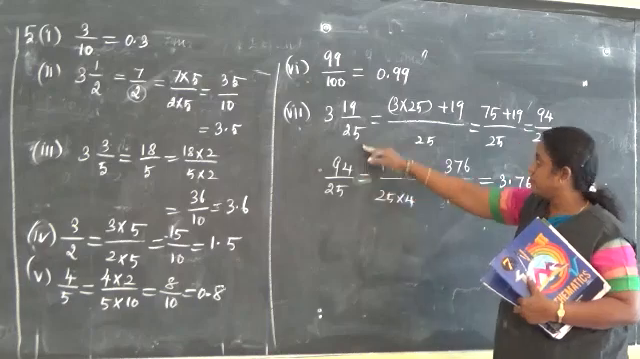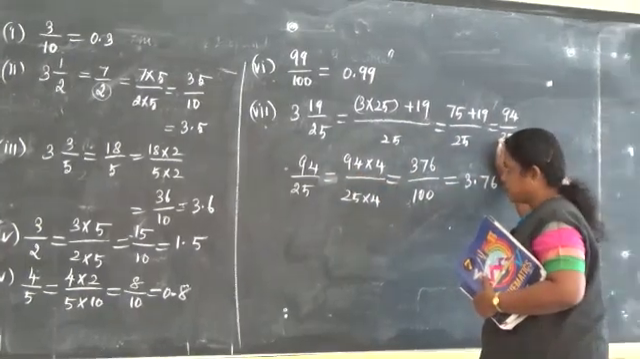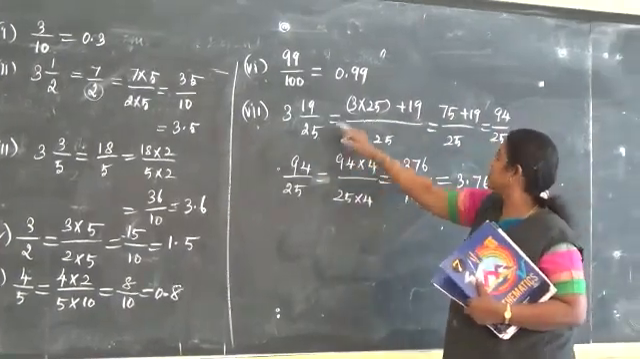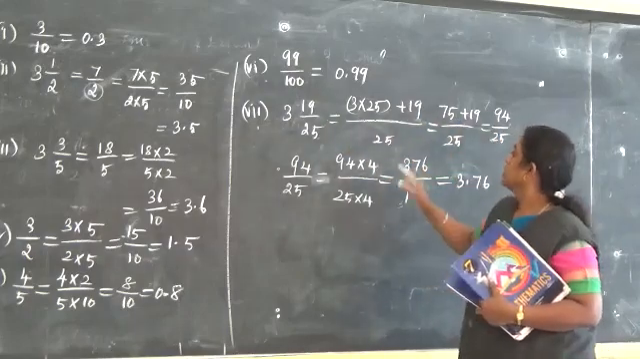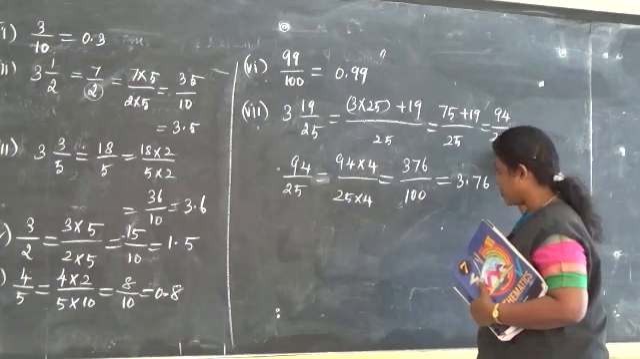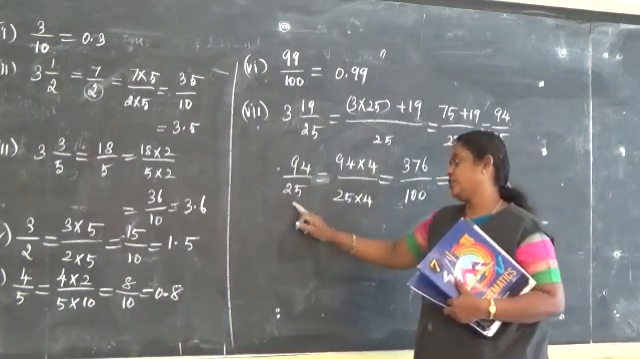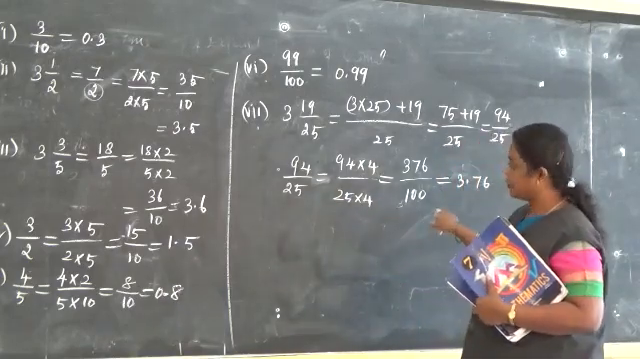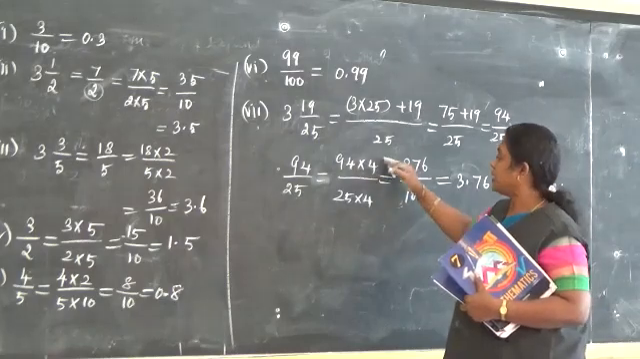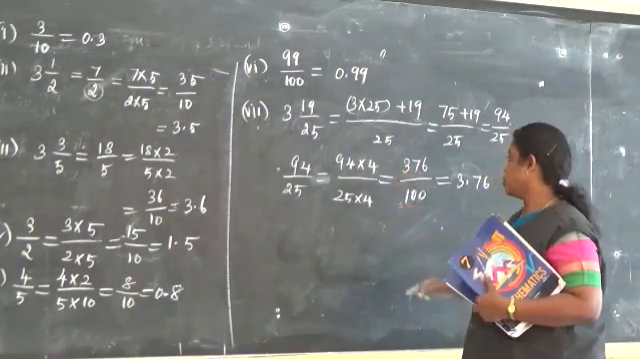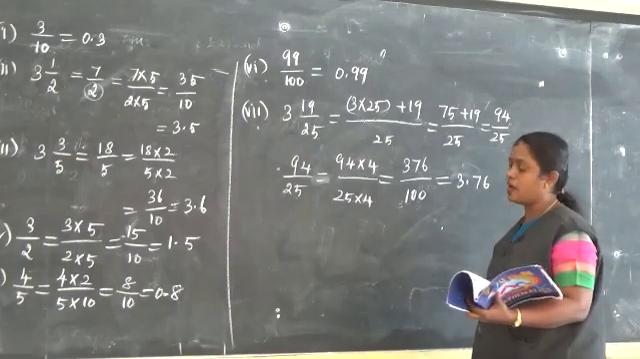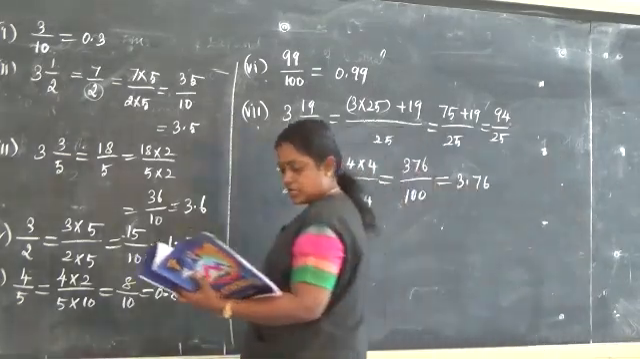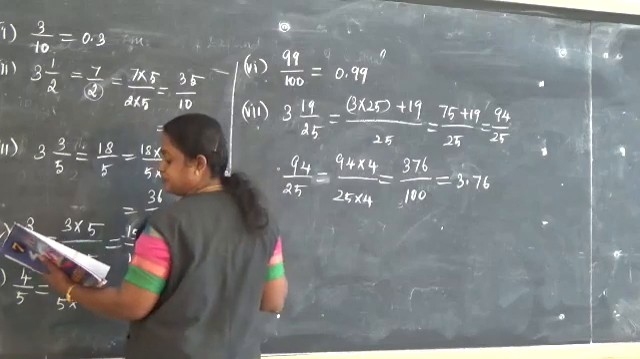3 19 by 25. I am writing here 94 by 25: you multiply with 25, 75, then add to the numerator, you will get 94, then the denominator is 25. So for the denominator 25, if you multiply by 4 only you will get 100, that's why we multiply the numerator and denominator also. 376 by 100, our answer is 3.76.